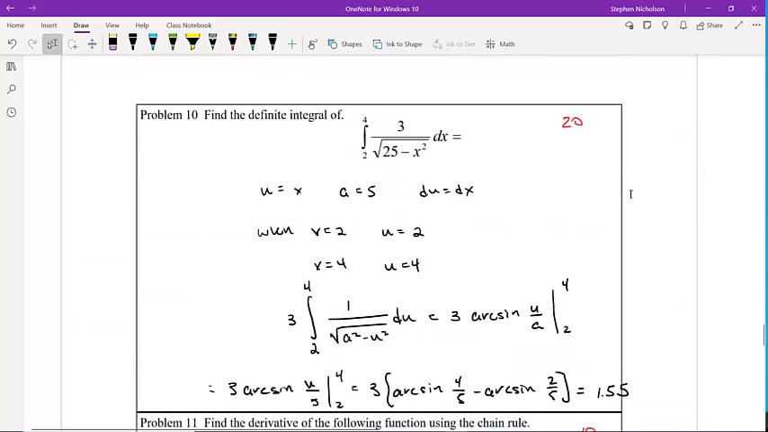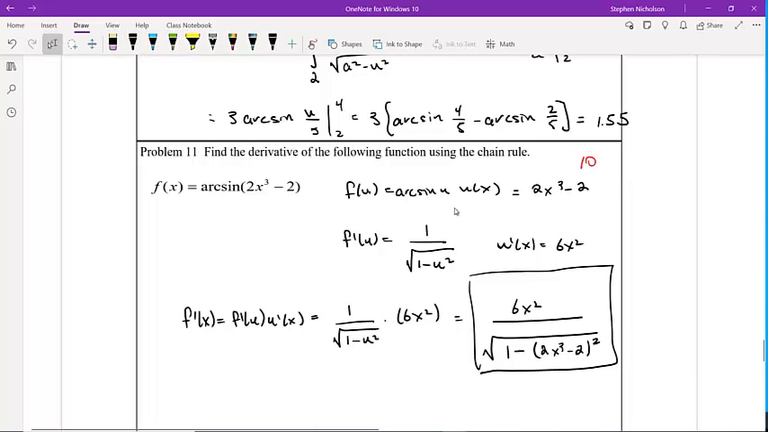Okay, the next one was easier because it was almost in the right form to start with. So you've got a squared minus u squared. u is x, a is 5, du is dx. The limits change because they go from x to u, but the numerical values don't change. So if you make these substitutions and factor out the 3, you get 1 over the square root of a squared minus u squared du, which is the arcsine of u over a. Plug in the upper limit, subtract plugging in the lower limit, and you get 1.55.